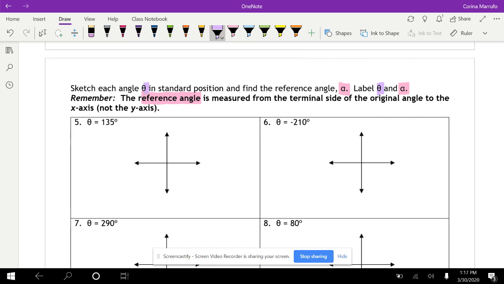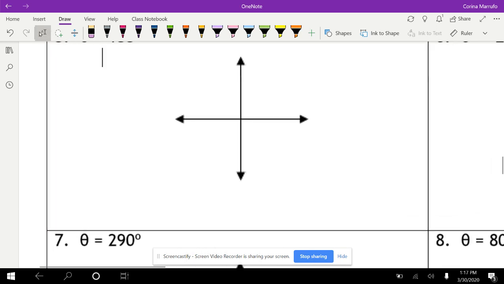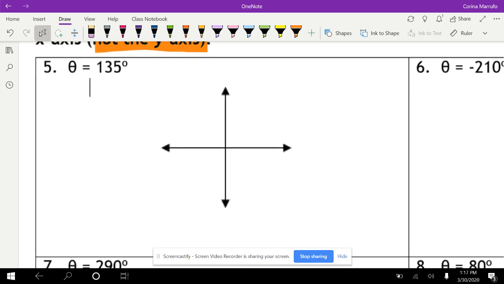Okay. And it's measured from the terminal side of the original angle to the x-axis, not the y-axis. So make sure that's very important. It is not the y-axis. So when we're doing these problems, all I'm going to label is the x-axis. So here is 0. This is 180. And this is 360 once we come all the way around. I am not going to label the other ones because I do want you to use those numbers.